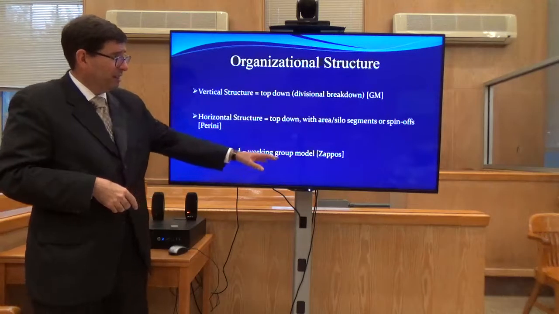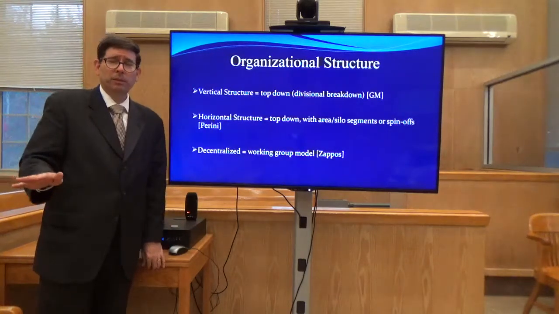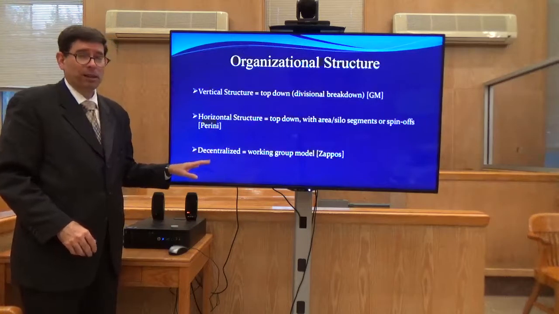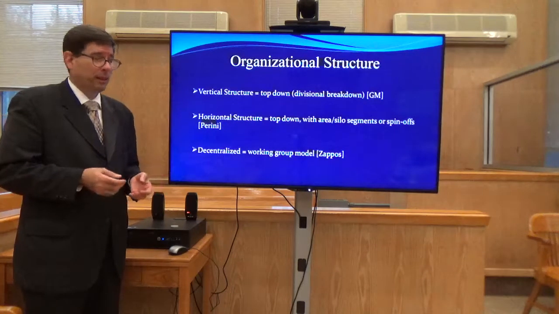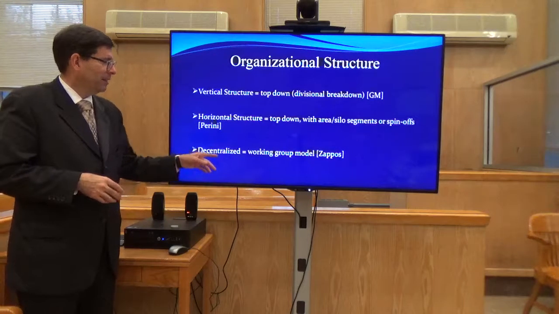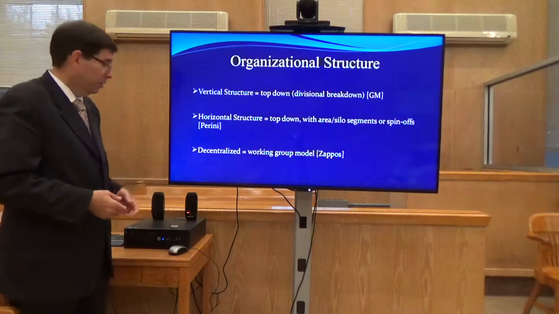Decentralized structure, and this is the Zappos model. Under this model, everybody's potentially a boss, everybody's potentially a worker. This puts a lot of pressure on everybody to participate, but also gives a lot of authority to people. We'll talk about that in a second. And under the decentralized model, everybody and anybody can make a decision for the company.